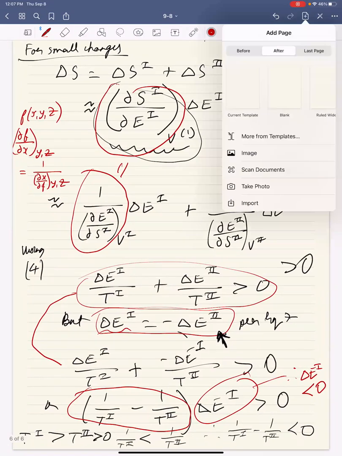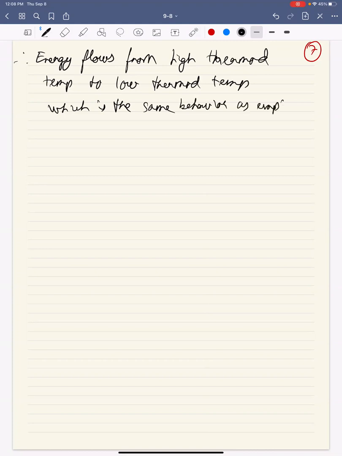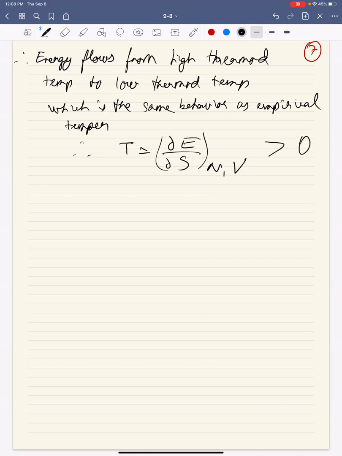So let me summarize this. Therefore, energy flows from high thermodynamic temperature to low thermodynamic temperature, which is the same behavior as empirical temperature, something we can measure with a thermometer. Therefore, T is equal to partial E by partial S at constant N, V, is indeed the temperature. And this immediately has a profound conclusion: the temperature must be positive.